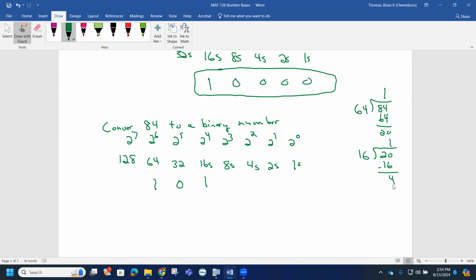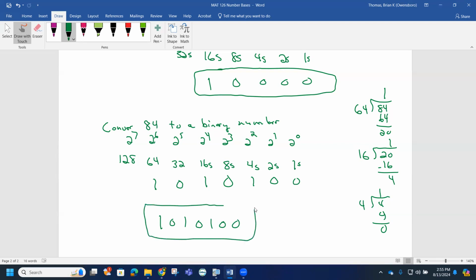Notice our remainder is now 4. So I can't use 8s, but how many 4s can we use? Notice that 4 goes into 4 one time, and the remainder would be nothing else. So we don't need any 2s and we don't need any 1s. What I do need is a 64, a 16, and a 4, and that would add up to this 84. So 1, 0, 1, 0, 1, 0, 0. That would be the binary number that represents the decimal number 84.